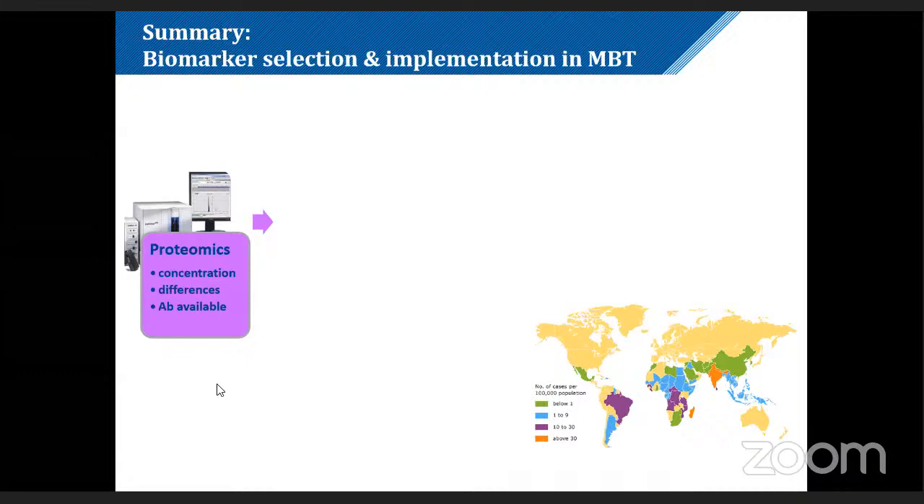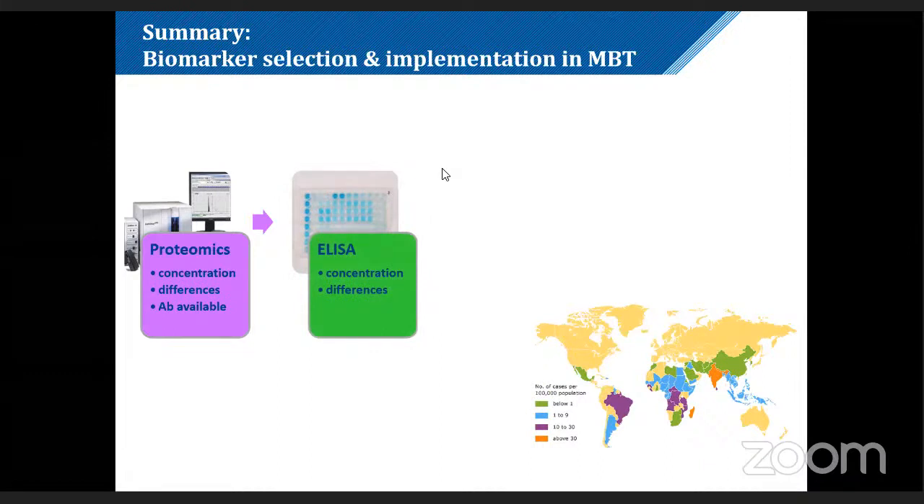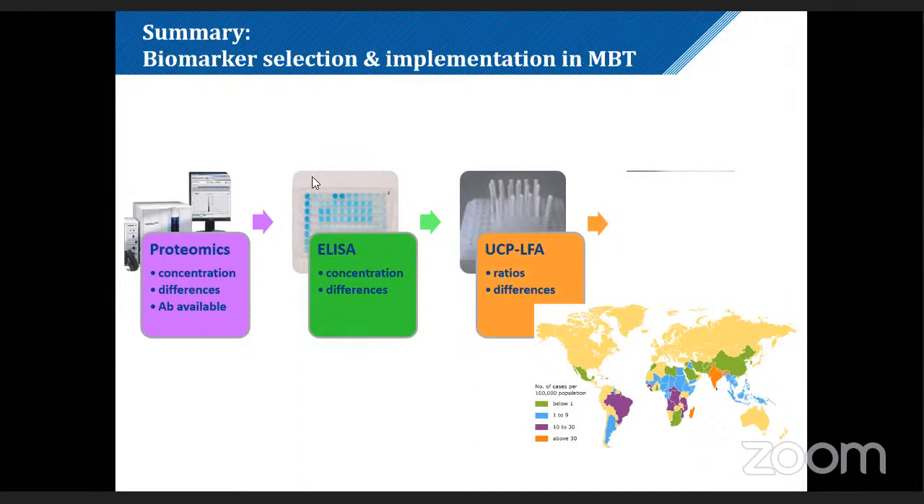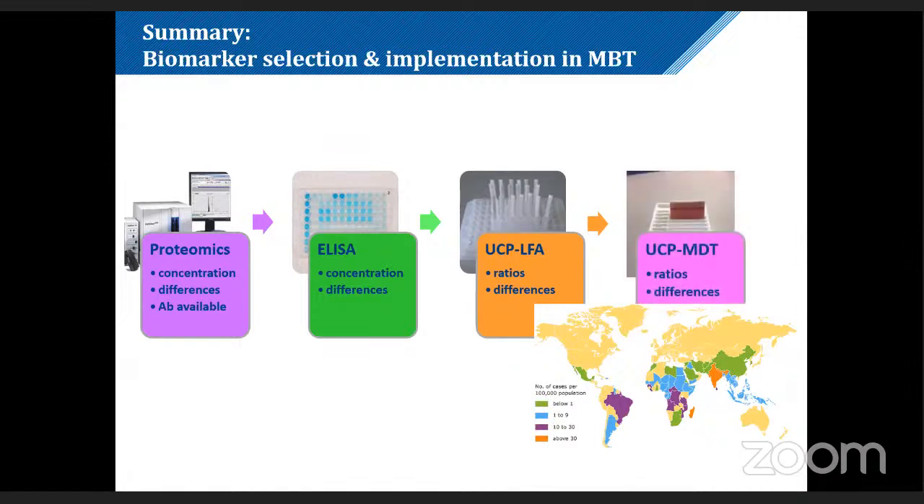And also we have to look at what antibodies are available, either provided by companies or by groups that produce antibodies themselves. Then we first do an ELISA for each single marker, and again look at what kind of concentration can be measured and whether there is enough difference between the control and the test group. And then we make them as a single UCP lateral flow, and we look at the ratios. Are these large enough, and does the difference between the two test groups still provide enough discriminatory level? And finally, how do the differences work in the MBT? Can we also obtain similar ratios as we did in the UCP lateral flow?